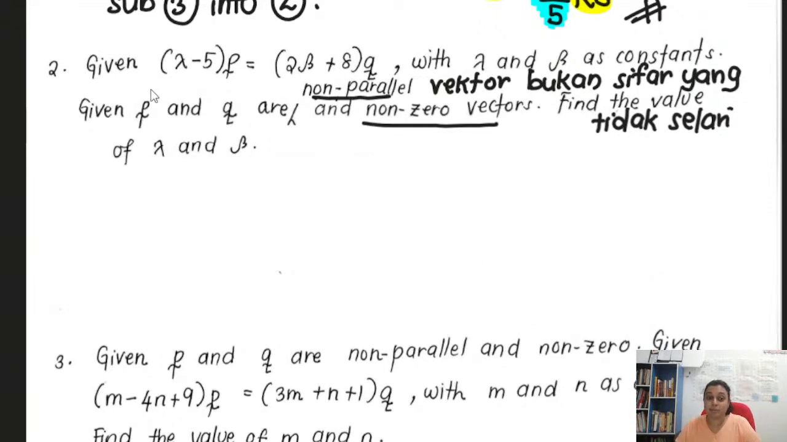Alright. So diberi here, given lambda tolak 5, this is vector P, 2 beta tambah 8, vector Q.